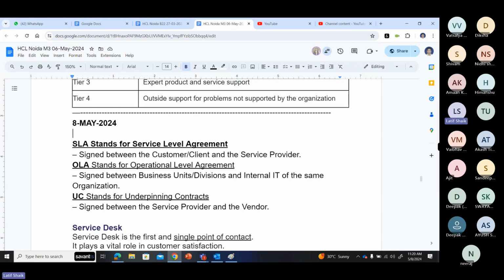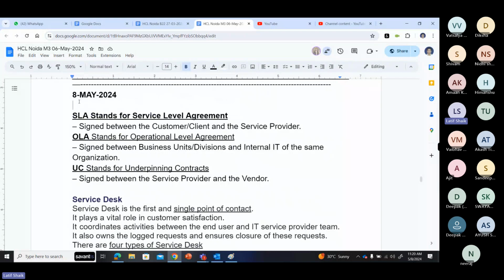Okay. So yesterday I said I will tell this one, but because the room was busy with lunch break people, I didn't complete these 2 points. So we'll complete it. What is SLA?